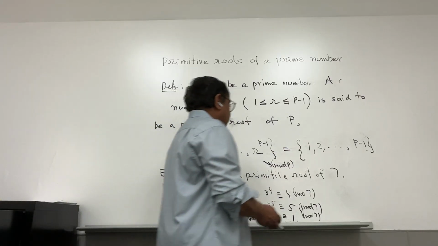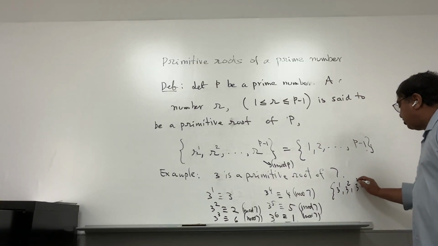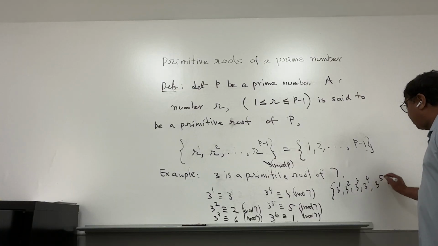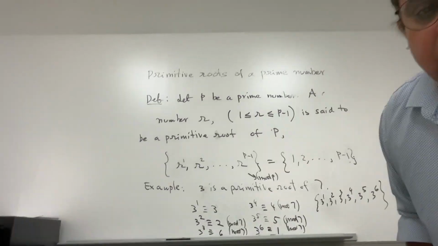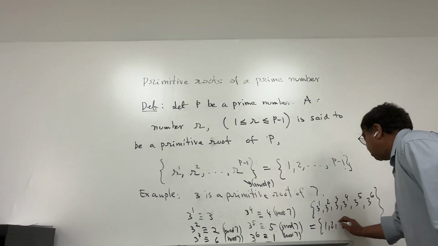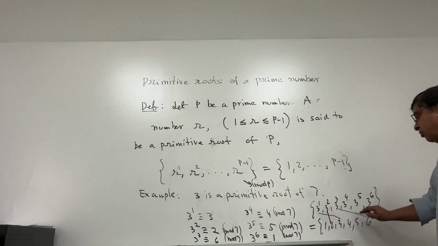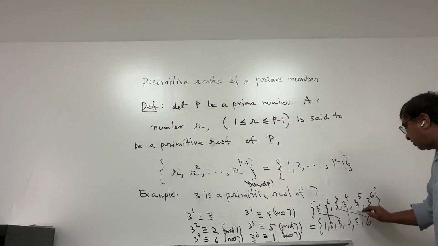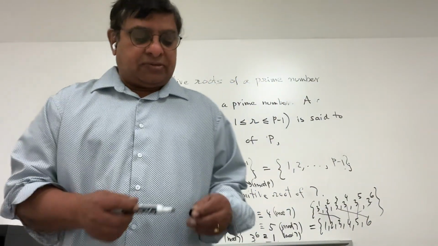So let me write that down. If you look at this list here, 3 to the power of 1, 3 squared, 3 cubed, 3 to the power of 4, 3 to the power of 5, and 3 to the power of 6, all 6 powers are exactly equal to 1, 2, 3, 4, 5, 6. As you can see, this is 3, 3 squared is 2, 3 cubed is 6, 3 to the power of 4 is 4, 3 to the power of 5 is 5, 3 to the power of 6 is 1. Therefore, 3 is a primitive root.